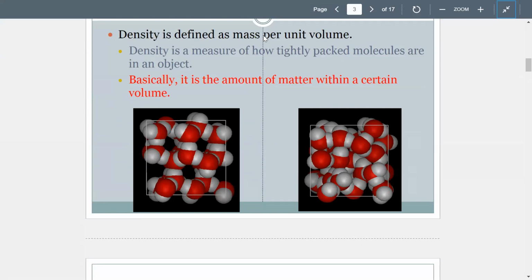Do you guys remember what form of water this was? Ice. Ice, exactly. So this is that form of water that is actually, even though it's a solid, less dense. Yes, Dalton.